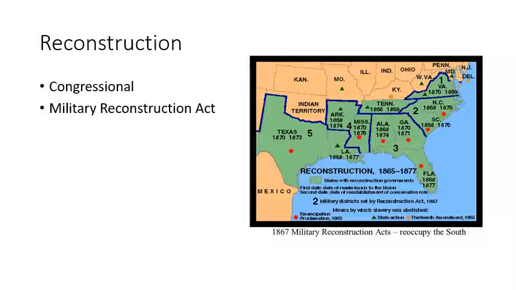The eligible voters at that point would then elect delegates to a state convention, and these state conventions would write a new constitution that had to include universal manhood suffrage. And after that was ratified and the 14th Amendment was ratified, then a state would be eligible to be readmitted into the Union.